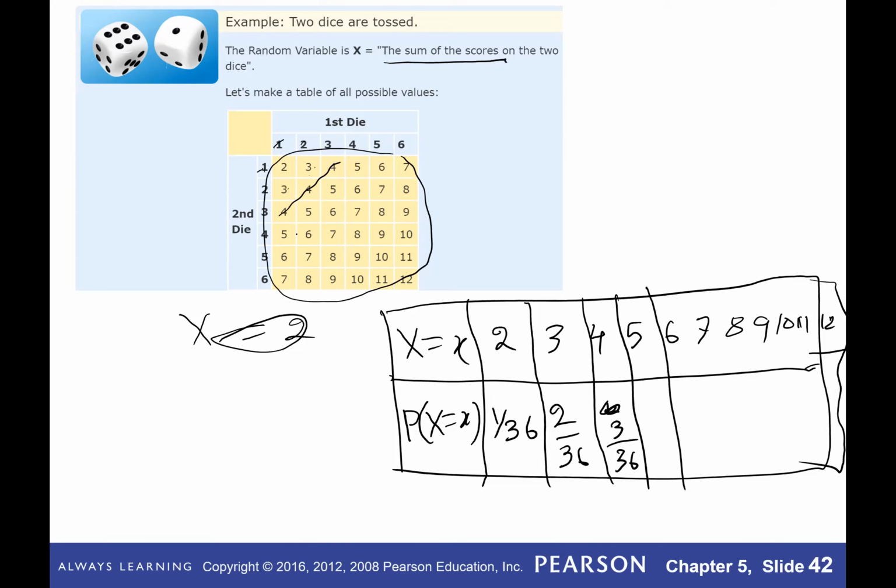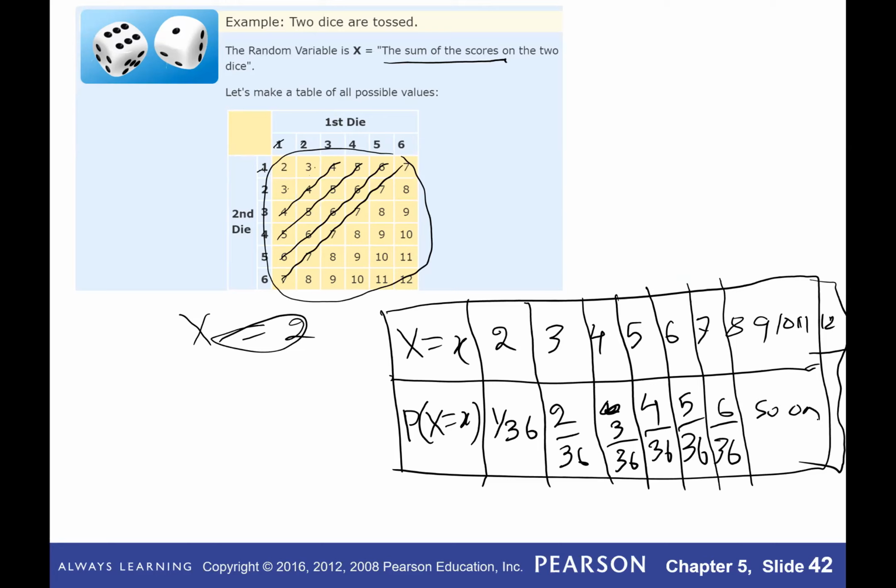And for 5, how many times do we have 5? 4 times. So it will be 4 over 36. We have 6, 5 times, so it will be 5 over 36. Similarly, we have 7, 6 times, so it will be 6 over 36, and so on. The next one will be again 5 over 36, 4 over 36, 3 over 36, 2 over 36, 1 over 36.